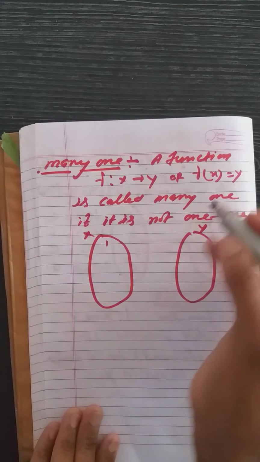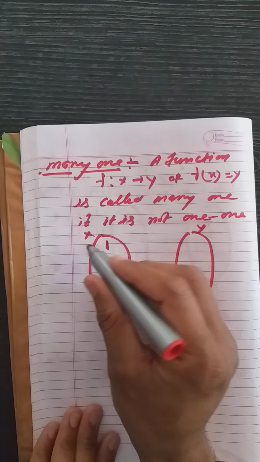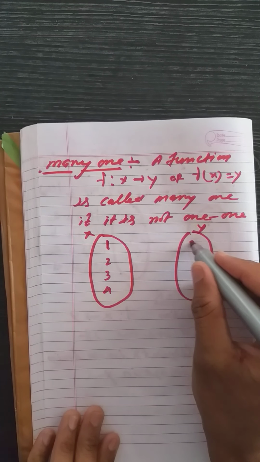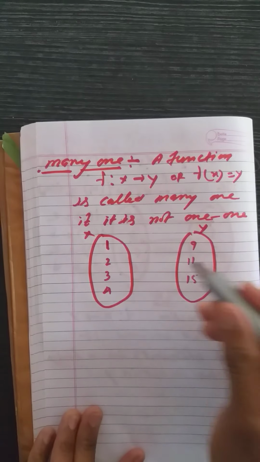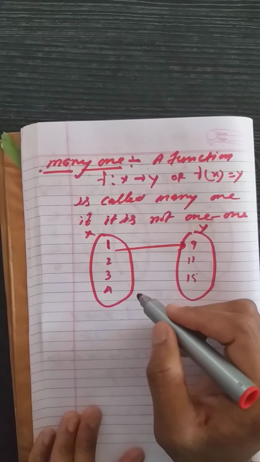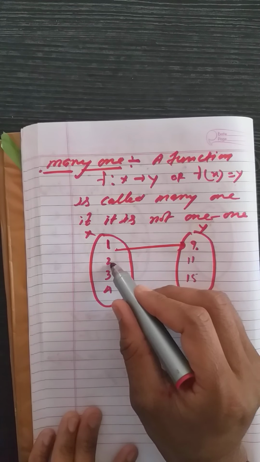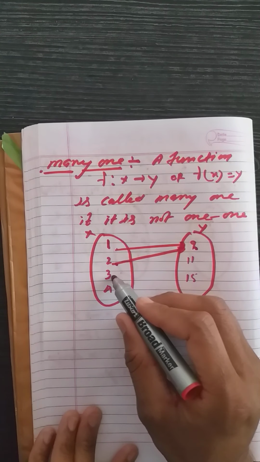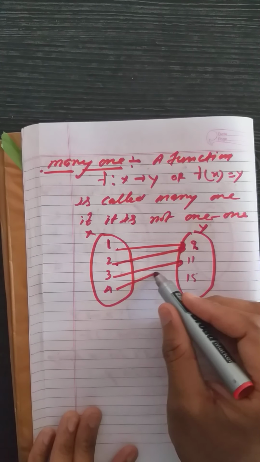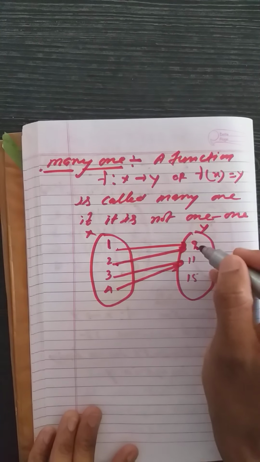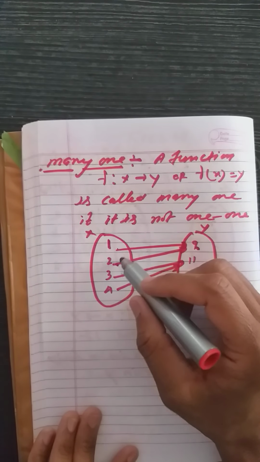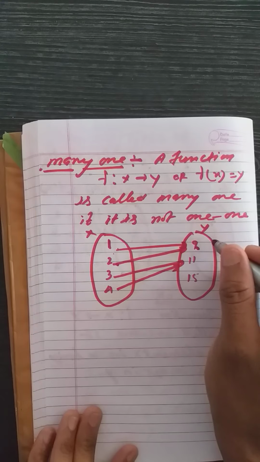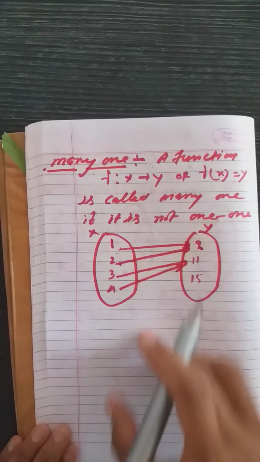Let us see with the help of this diagram. X and Y are two sets, X having the elements 1, 2, 3, 4 and set Y having the elements 9, 11, 15. The image of 1, let us suppose, is 9, that is the pre-image of 9 is 1. Image of 2 is 9, that is the pre-image of 9 is also 2. Image of 3 is 11 and image of 4 is also 11. Means many to one, means more than one element in X having one image in Y. So such type of function is called a many-one type function.